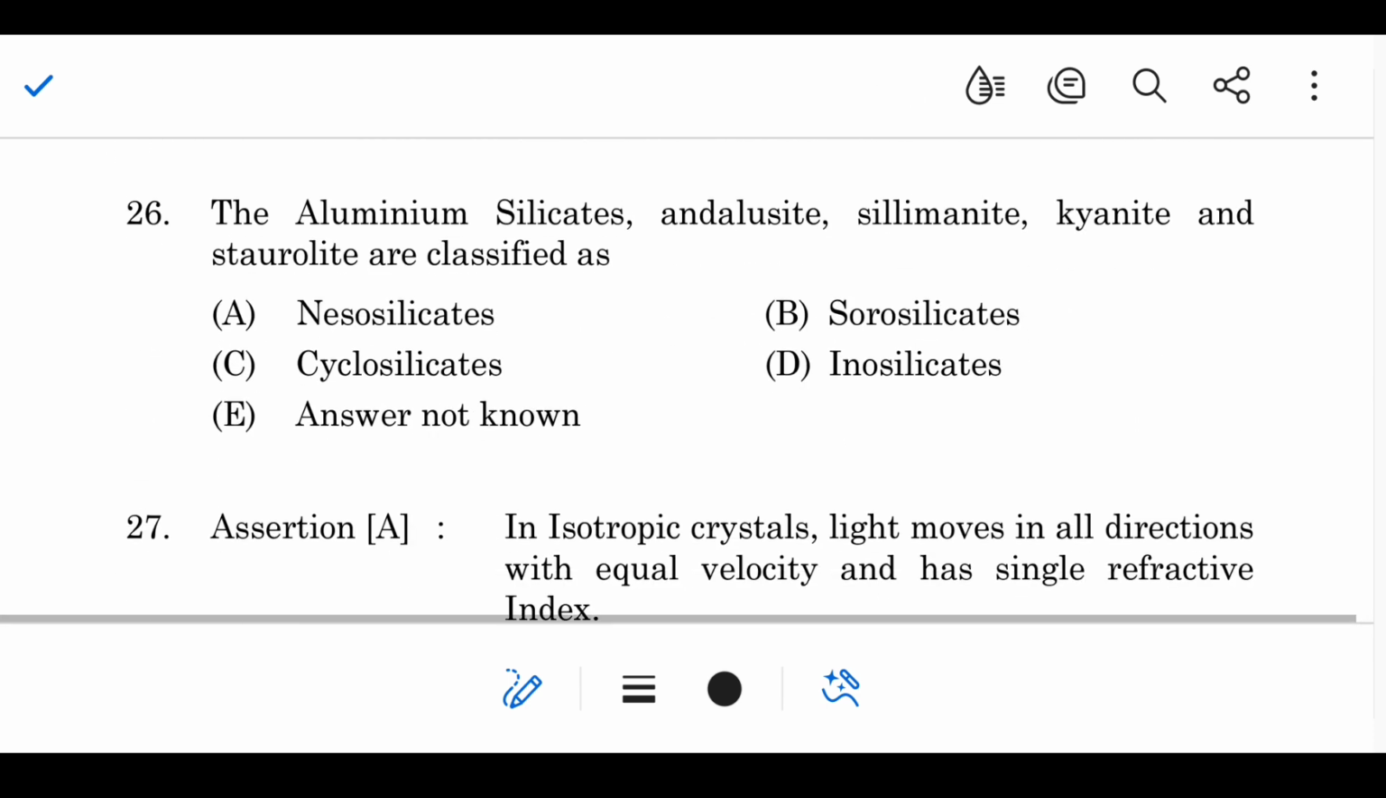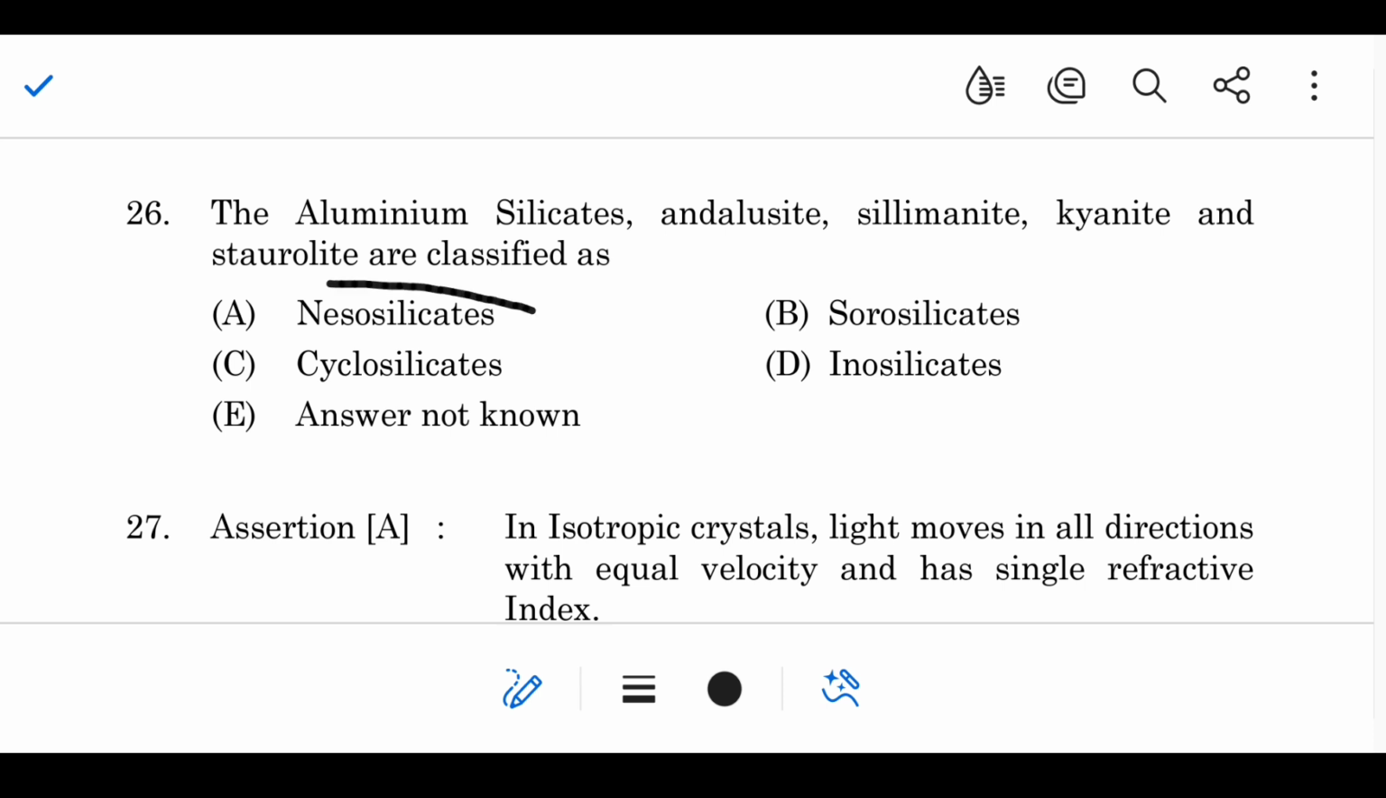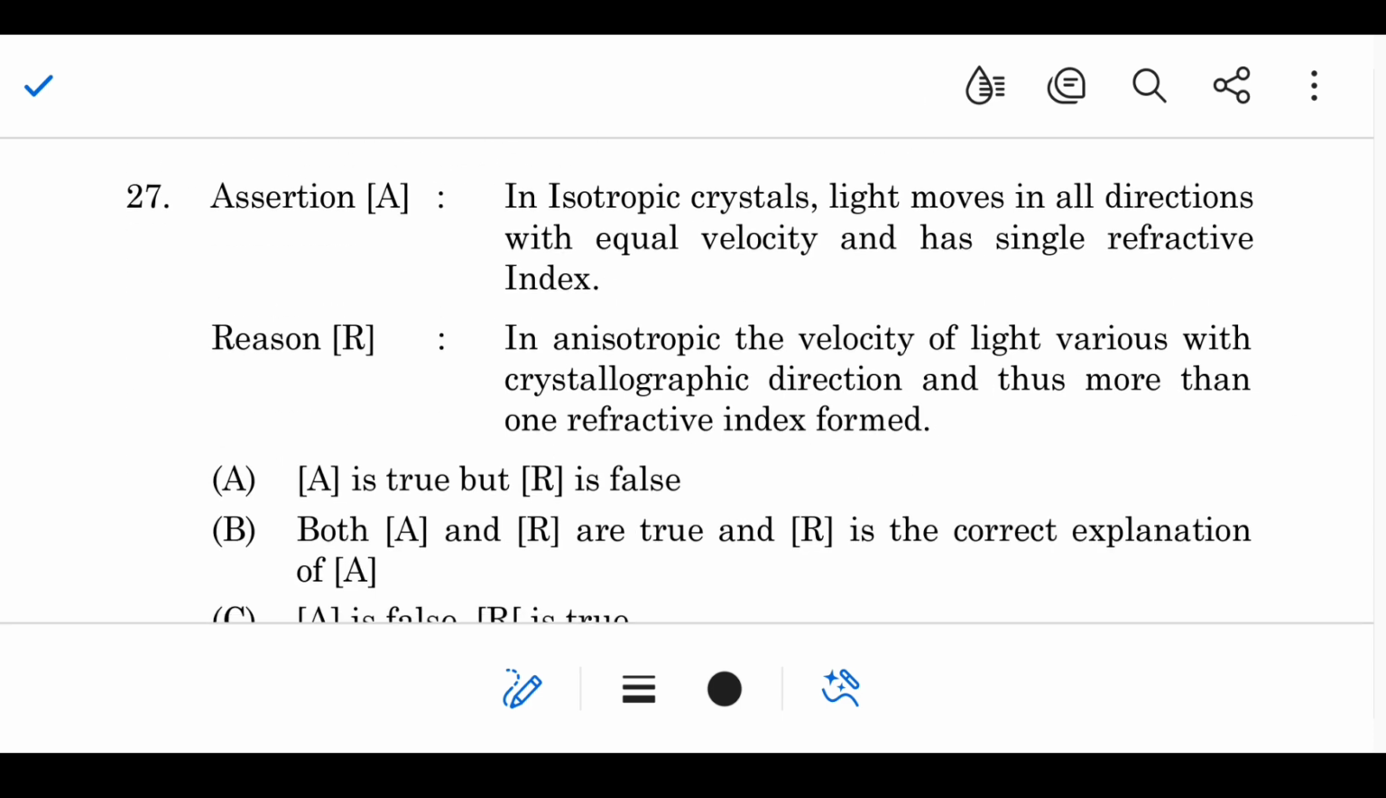Okay. 26th question, the aluminum silicates andalusite, sillimanite, kyanite and staurolite are classified as nesosilicates. Andalusite and sillimanite are polymorphs of aluminosilicate. Okay, nesosilicate is the correct answer.